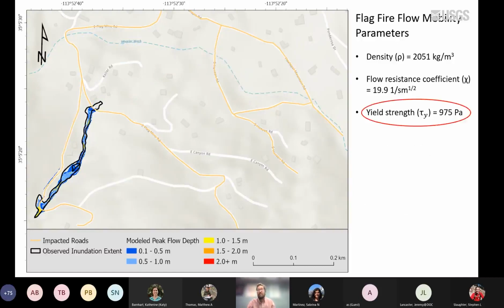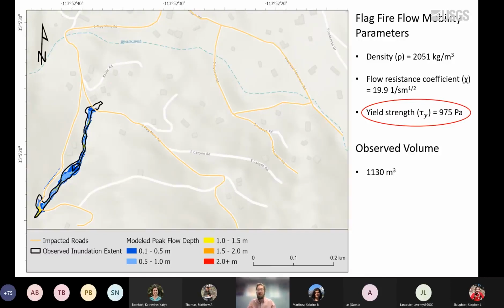But the best fit yield strength for the Flag Fire debris flows is more than 3 times that, at nearly 1,000 pascals, again using the observed input volume. So this reinforces what I thought about the Montecito debris flows being more mobile.